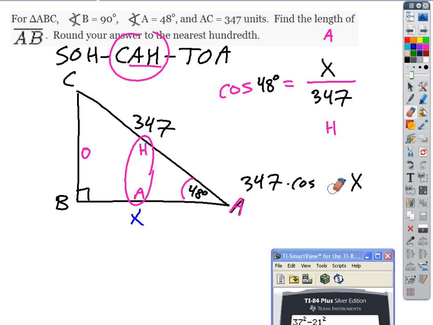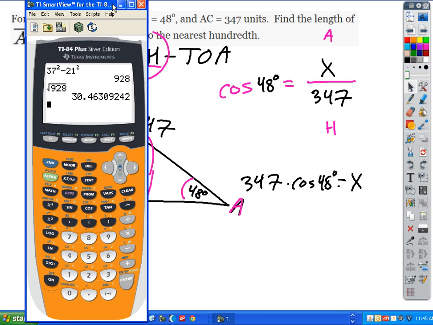48 degrees. Calculator work. So if I put that in my calculator, what mode do I need to be in? Degrees. Let's check. Mode. Yeah, I'm in degrees. Okay, that's good. And then I just do 347 times cosine 48. There it is, 232.19. That's my answer. Okay?